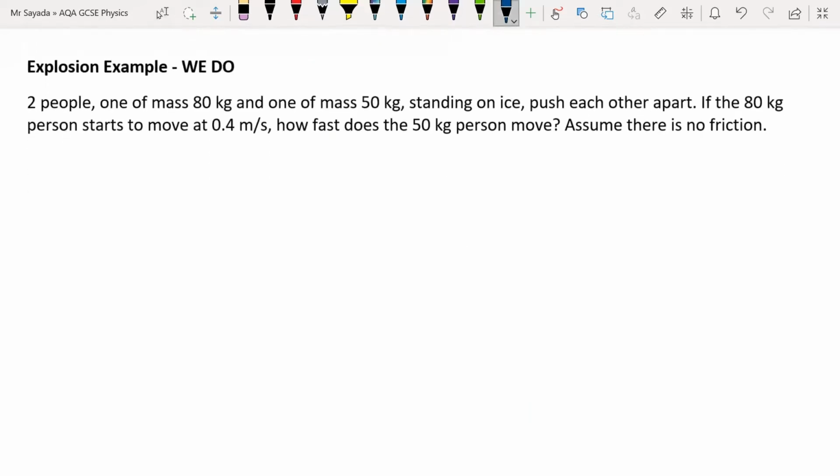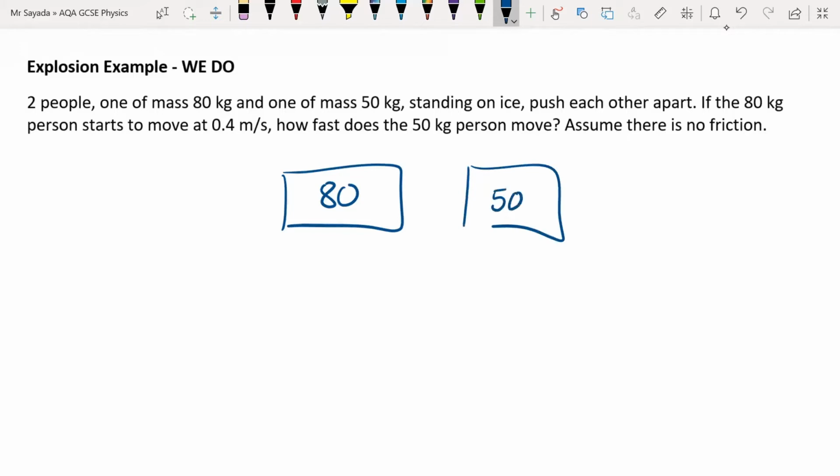You should have now done this example yourself, so I'm going to go through it. So we've got an 80 kilogram person, and we've got a 50 kilogram person, and they push each other apart. And the 80 kilogram person starts to move at 0.4 meters per second. We need to work out what speed this person moves. So at the beginning, the total momentum was what? Say your answer to the video. At the beginning, the total momentum was 0.